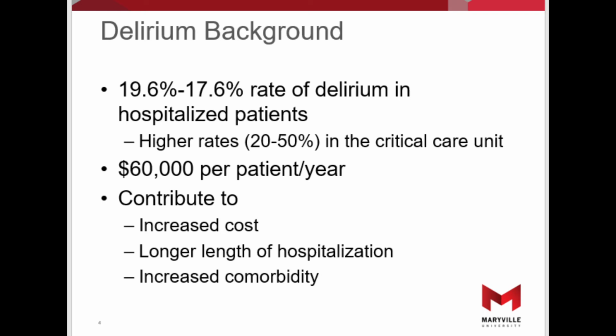Delirium background. Typically, in the inpatient setting, patients who are hospitalized have about a 19.6 to 17.6 rate of developing delirium while they're hospitalized. These rates have been found to be much higher in the critical care unit. 20 to 50% of patients hospitalized in the critical care unit have been found to have delirium. Delirium's costs can be upwards of $60,000 per patient per year. To put that in perspective, that is typically what it costs to treat diabetes in a year.